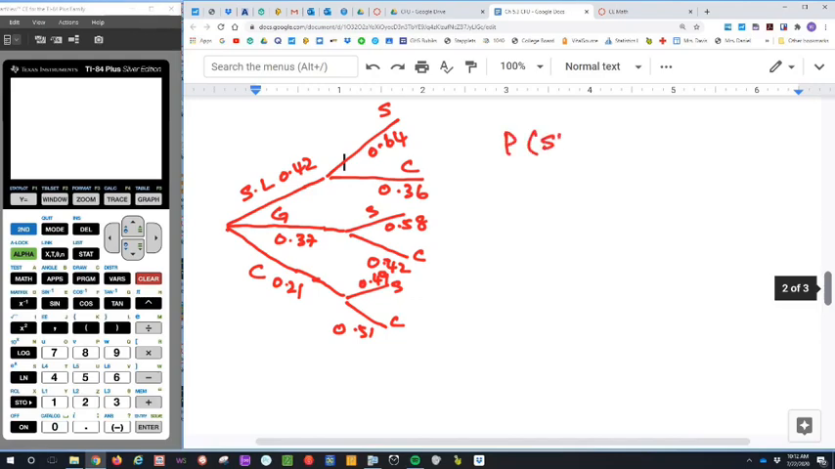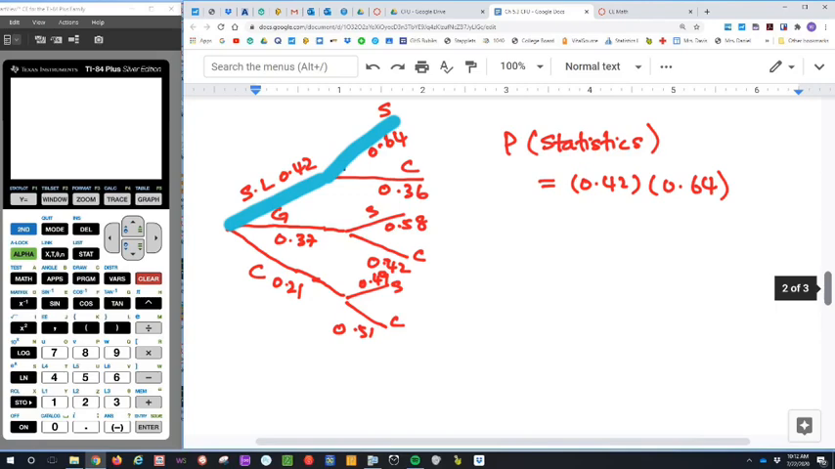So the question asked us, what is the probability that the randomly selected student in the study took statistics? So we need to look at the branches that are saying that the students are taking statistics. A statistics student could be from Salt Lake District, from Granite District, or from Canyon District. So first, we need to look at that branch. Now, when it's one branch after the next and they're connected, we multiply their probability. So it's 0.42 times 0.64.